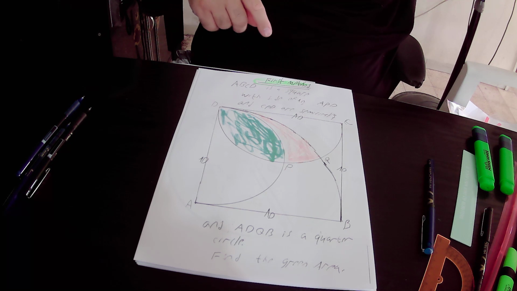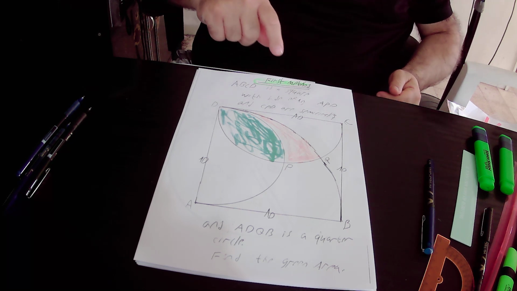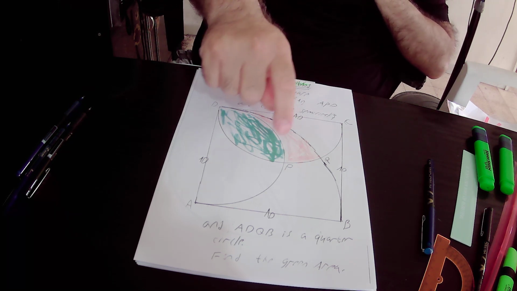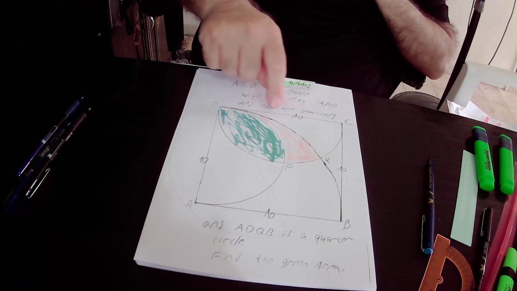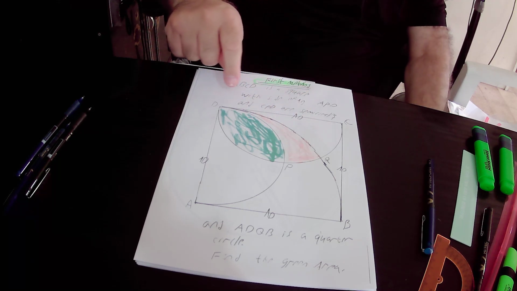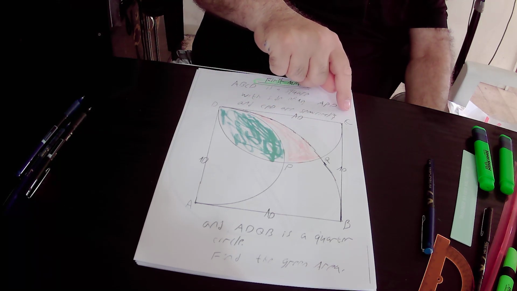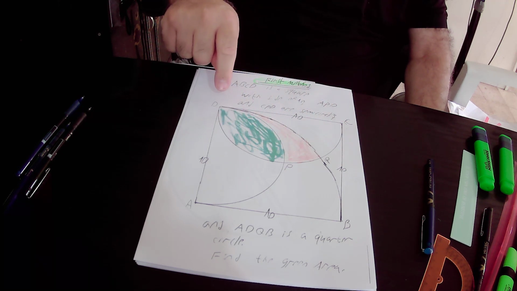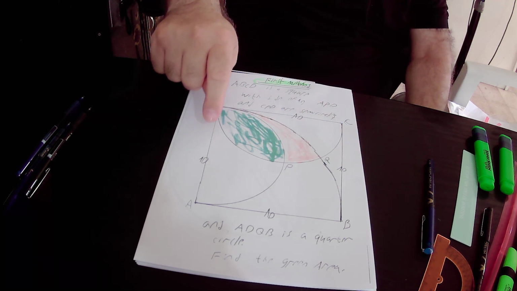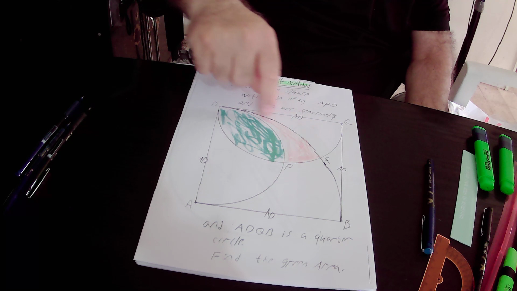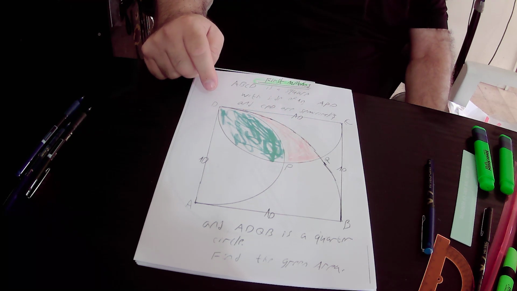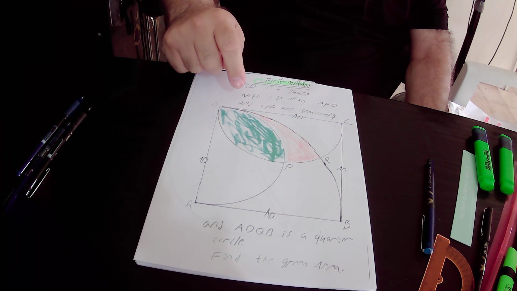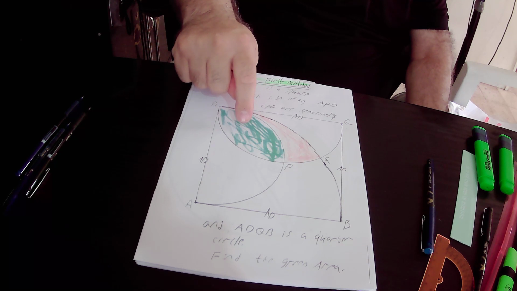Inside this square we have two semicircles that intersect with each other. The first semicircle is CPD that intersects with the second semicircle that is APD, and they create the blue lens.